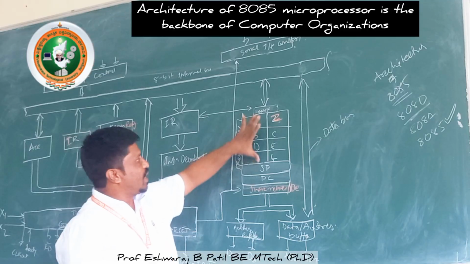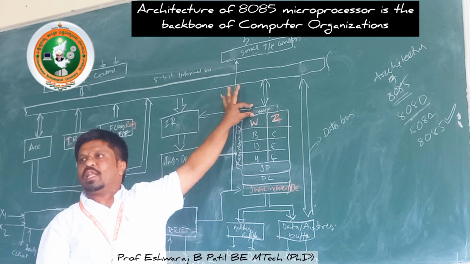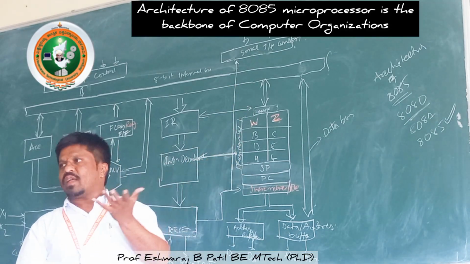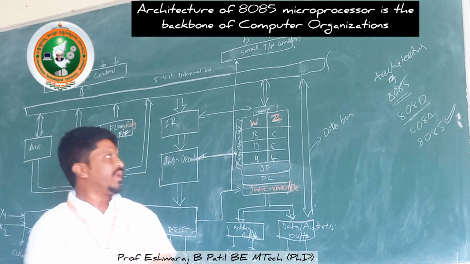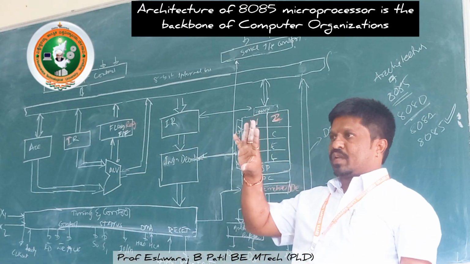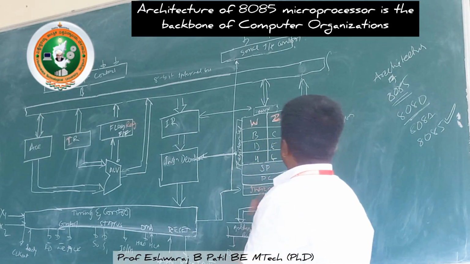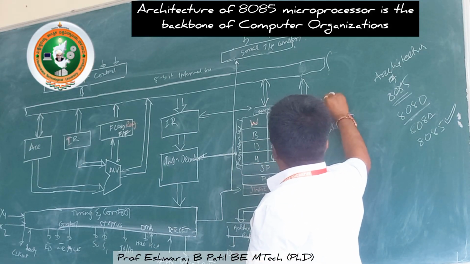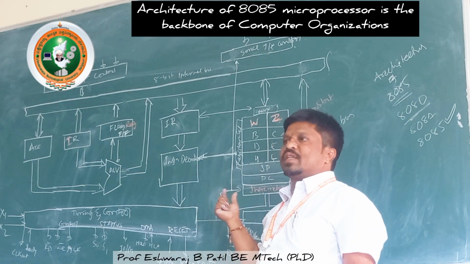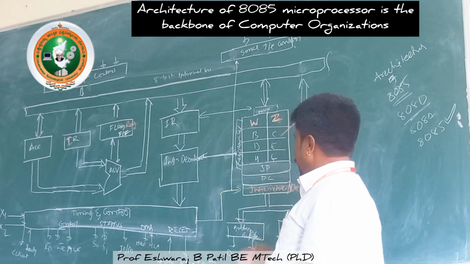The complete register box has a mux, which is a multiplexer. We can select any one register while writing the program, while writing the instruction code. How many registers are there in the general purpose registers? There are 7: B, C, D, E, H, L and the accumulator. Each register has the capacity of 8 bits of storage. That's why we call the 8085 an 8-bit microprocessor. You should know this.